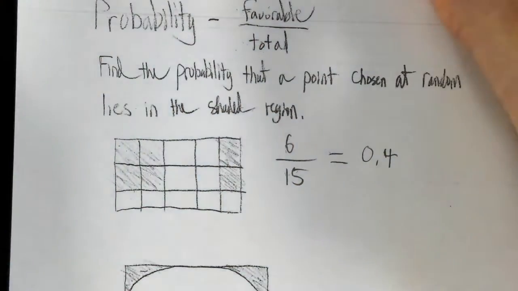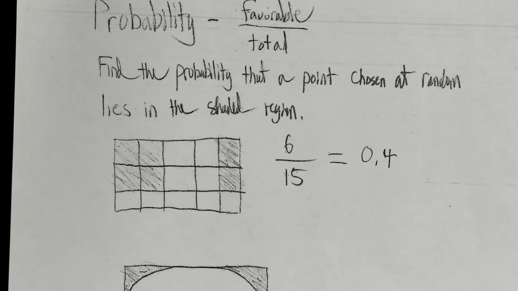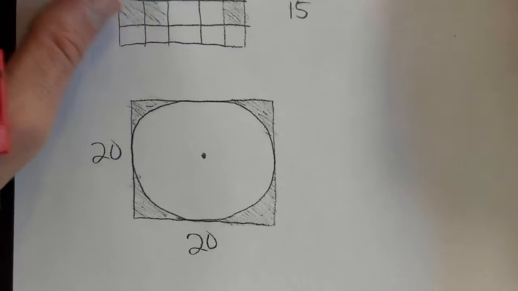For the purposes of this particular lesson, the probability is going to be expressed as a decimal. So you'll have to take the fraction and divide it out and put it as a decimal. Alright, so the next one.